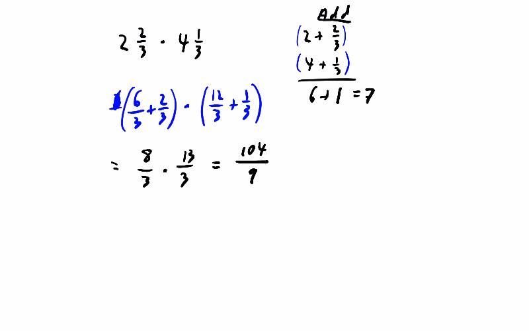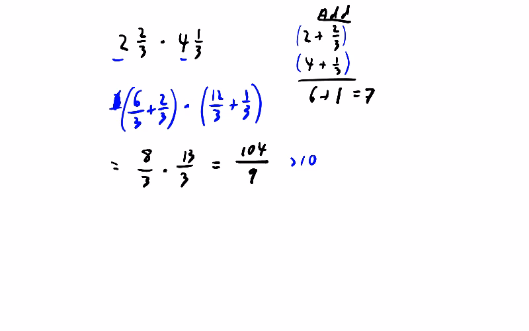If you consider that the answer is clearly going to be a little bit bigger than 10, that should make sense because if we simply looked at 2 times 4, we get 8. So when we multiply 2 and 2/3 times 4 and 1/3, those are both a little bit bigger, so our answer comes out to be a little bit bigger than 10 or 11.